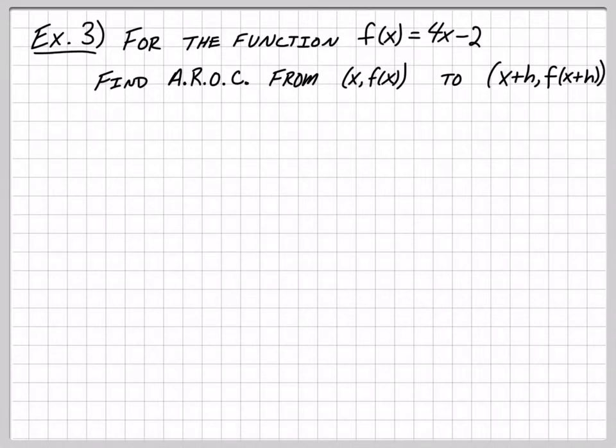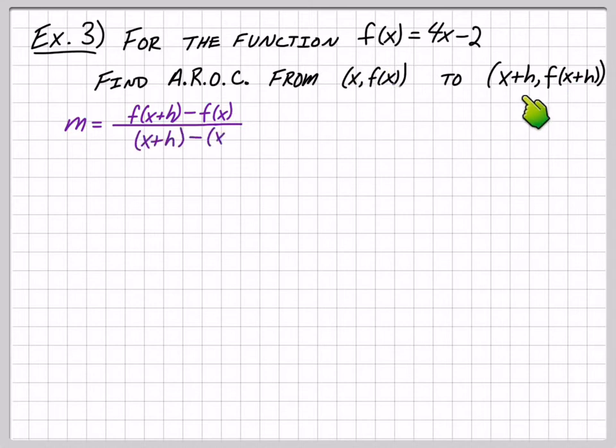Okay, let's not overcomplicate this. Average rate of change, that's just slope, m equals. And then we have our 2 points. We have our 2 y values, right? So y1 or y2, however you want to put it, and x1, x2. So we have f of x plus h minus the f of x piece. So subtract the y's on top, and then just go in the same order and subtract the x's on bottom. So we have x plus h here minus the x that we have there.